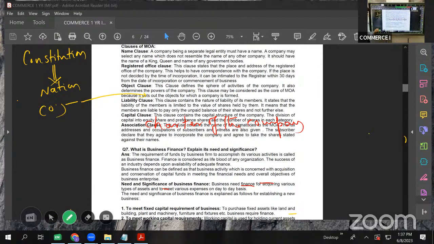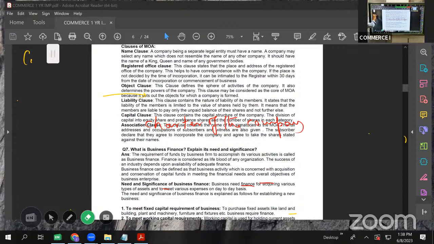See, every company has to have some name, no? Like every person has to have some name. In the same manner, as I told you while telling the features of a company, every company is an artificial person. So every person should have a name. For correspondence and identification, we need to have a name. So every company should have a name. That name will be given to the company by ROC, so they have to submit it to ROC.